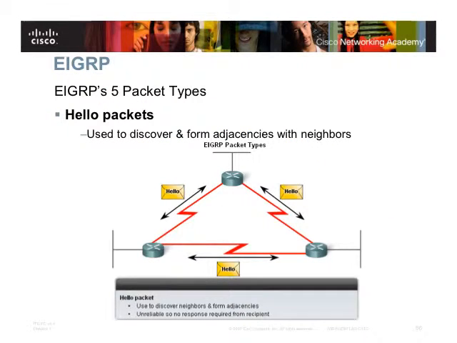We talked about the EIGRP message header, right? And in there we talked about the field opcode, or operation code. And we said that there are 4 different types of messages that EIGRP uses, right? So operation code can be 1, 2, 3, or 4. The first message type, using operation code 1, is used for hello messages.